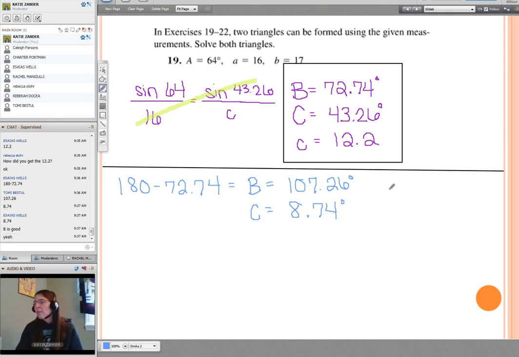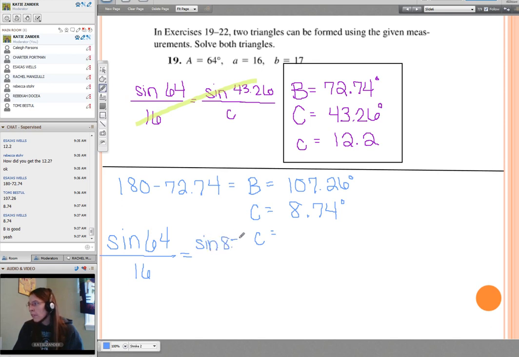All right, the only thing missing is side C. So we're going to go ahead and still use that same ratio of sine of 64 over 16 because that information for angle A and side A has not changed. But we do need to change the ratio for the angle C. So sine of 8.74 over side C here. And when we cross multiply, we should get our result. So what do we get for side C this time?